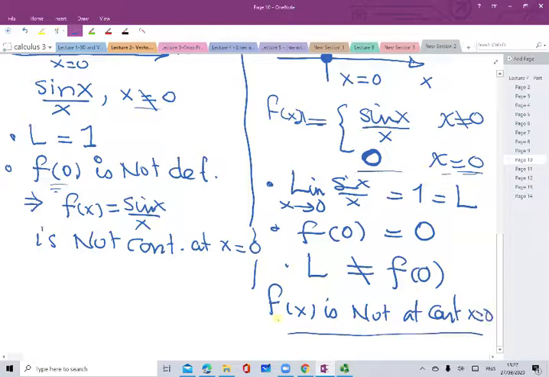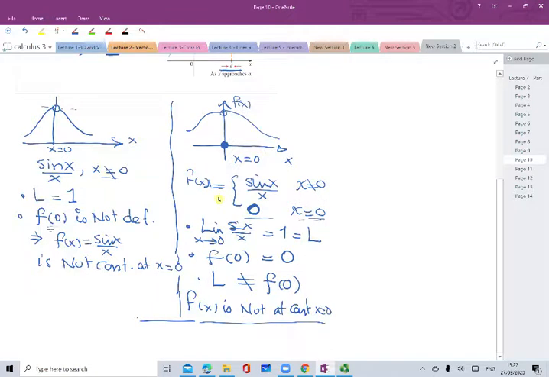Okay, this is another case. Got the idea? So, what is the third case? Here the function was not defined, and here the two sides are not equal. So I could have the limit does not exist.